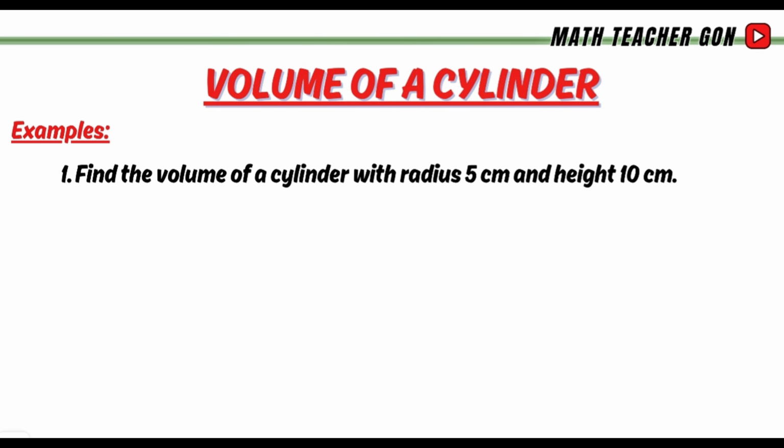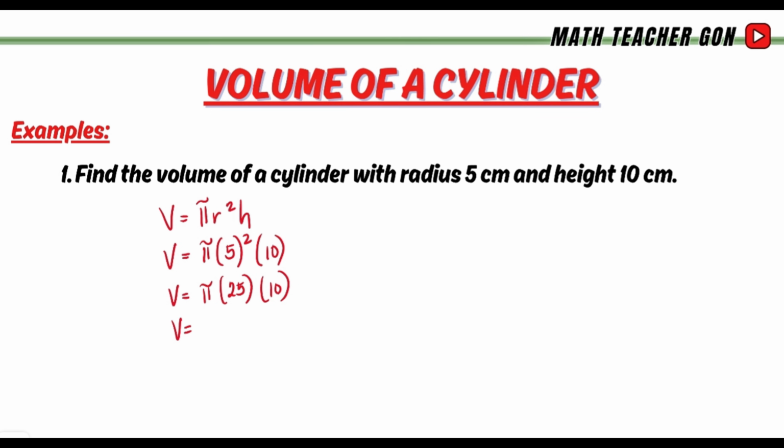First, find the volume of a cylinder with radius 5 centimeters and height of 10 centimeters. So again, let's write the formula. Volume is equal to pi r squared times height. So we have volume is equal to pi. Let's change r with 5 and then square, times the height, which is 10 centimeters. So volume is equal to pi, 5 times 5 is 25, times 10.